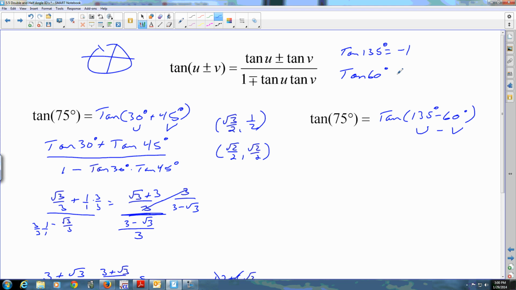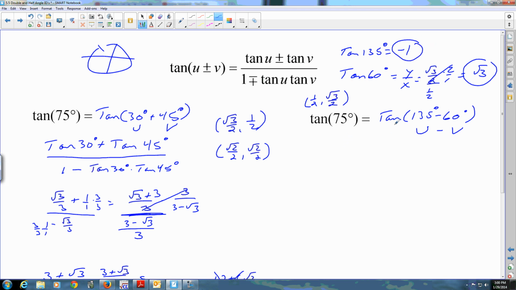Tangent of 60. Let's see, you guys have 60 degrees is a half, square root of 3 over 2, so it's y over x. So that's going to be square root of 3 over 2 over a half, times 2 over 1, is the square root of 3. So when you see tangent 60, you're going to write this. When you see tangent 135, you're going to write that. So go ahead and figure those things out ahead of time.